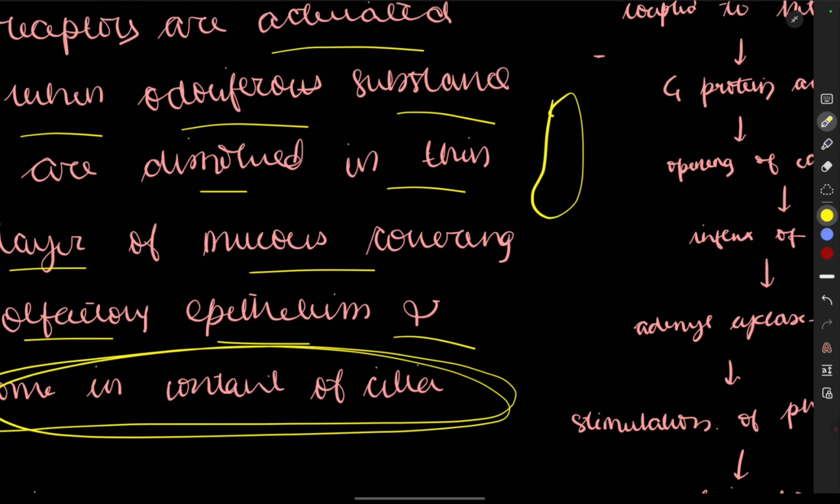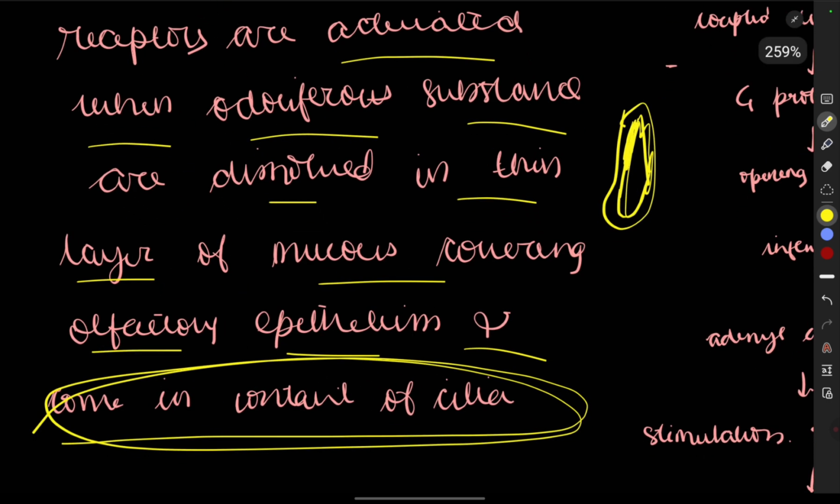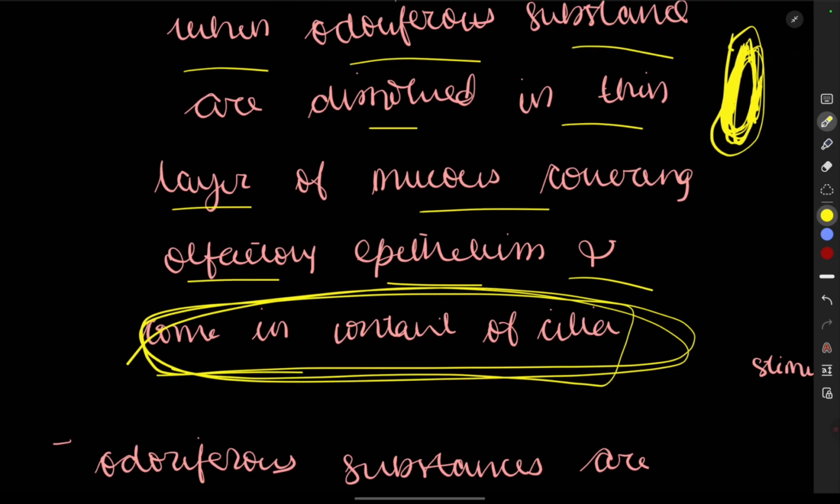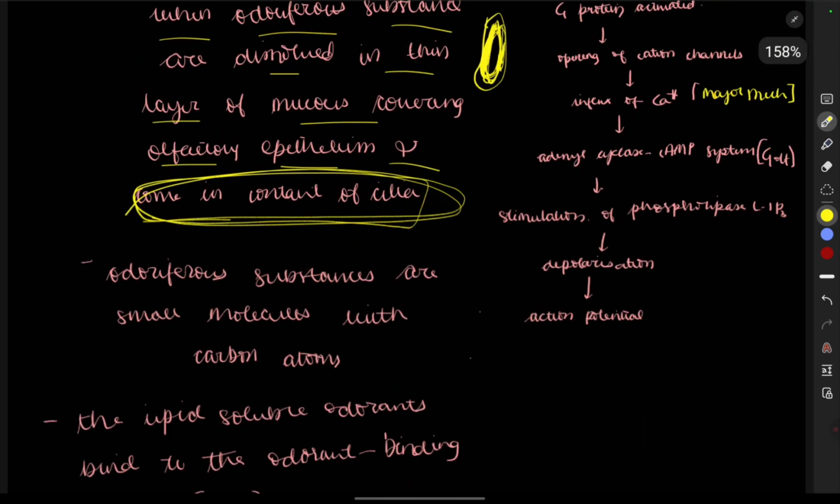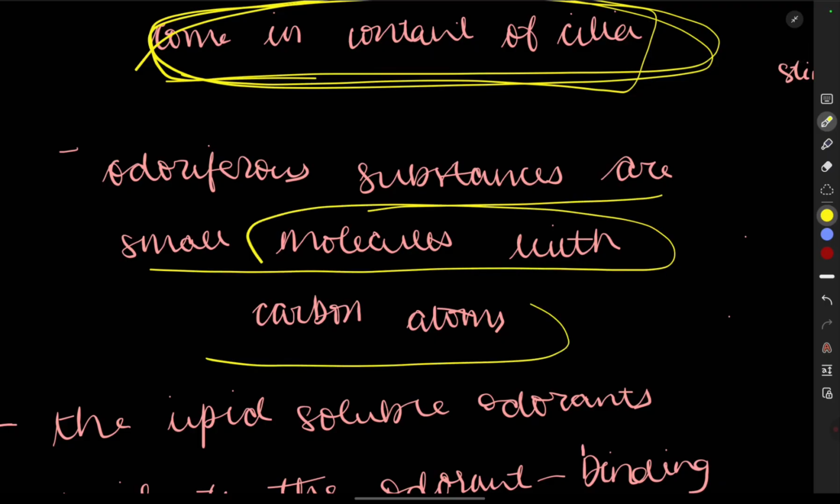So we all know that our nasal cavity is there. Suppose this is a nose, and there is the presence of yellowish pigmented mucus. Whenever the odoriferous substance that is volatile is in liquid form, it dissolves and gets volatile, and then it reaches the mucus covering of the nose. It gets dissolved in the olfactory epithelium and comes in contact with the cilia, and this is how perception of the smell begins.